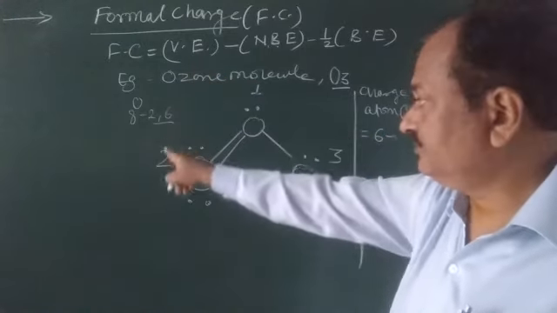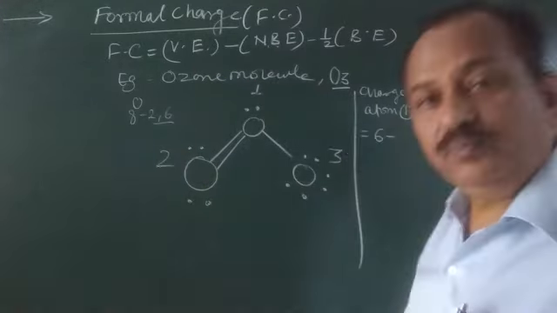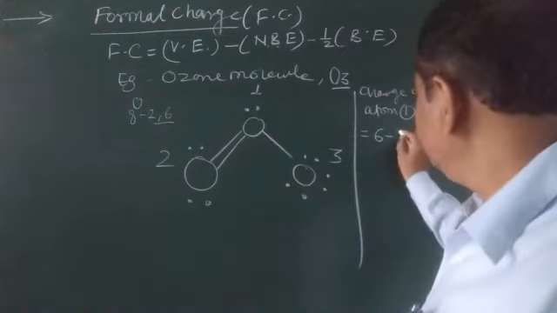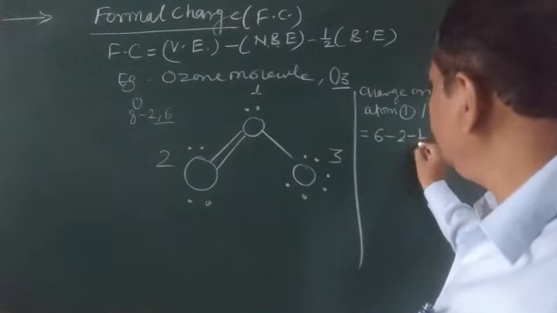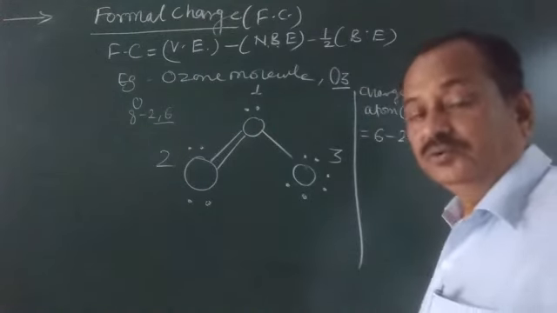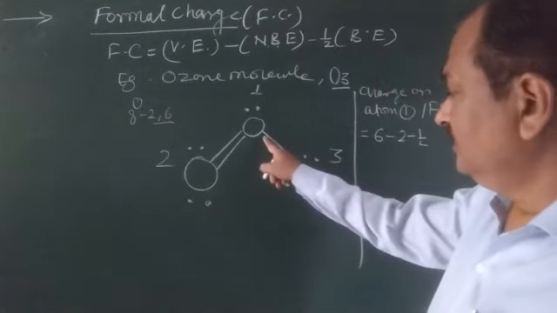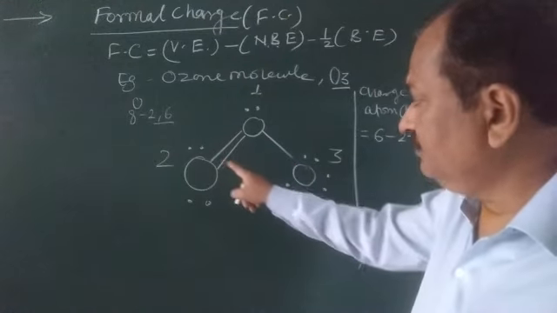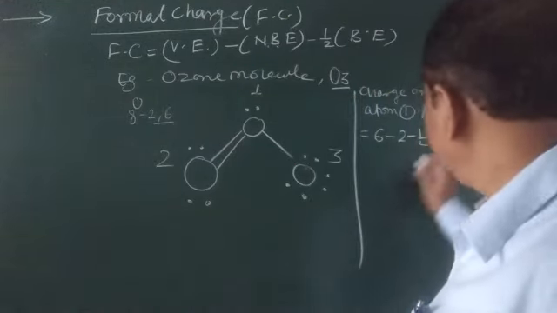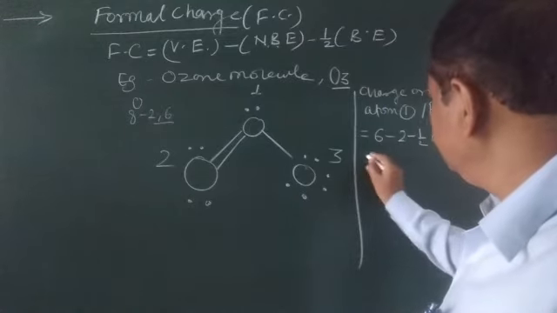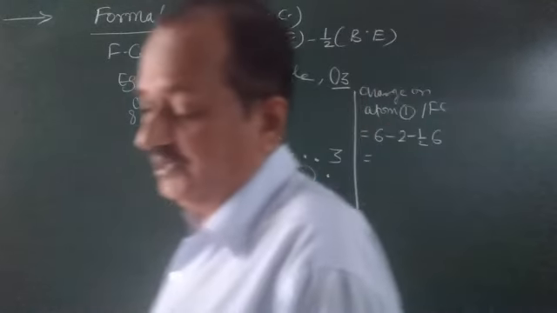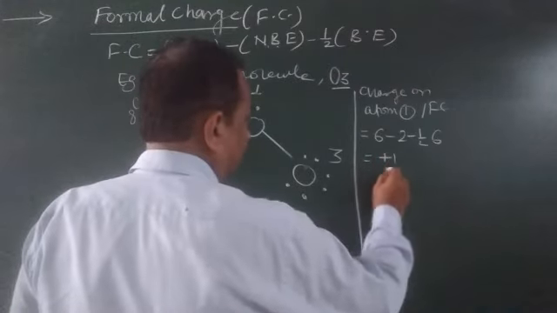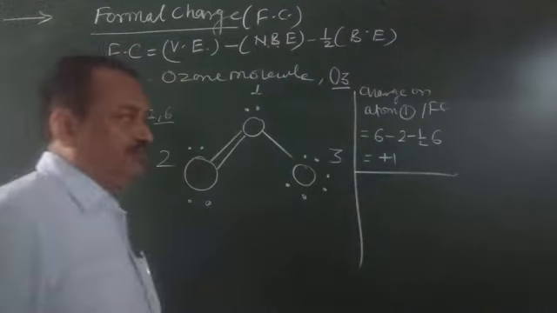6 valence electrons from this. Then non-bonded electrons. Non-bonded electrons means they do not take part in the bonding. So, 6 minus 2. Then half. Then bonded electrons, you have to find out. One bond is made up of 2 electrons, so 2 electrons here and this double bond means 4 electrons here. So, 4. So, it will be minus 6. And as a result, we can have the calculation. And so, as a result, the formal charge will be 1. This will be 1.